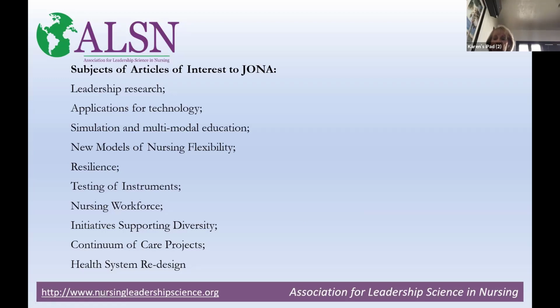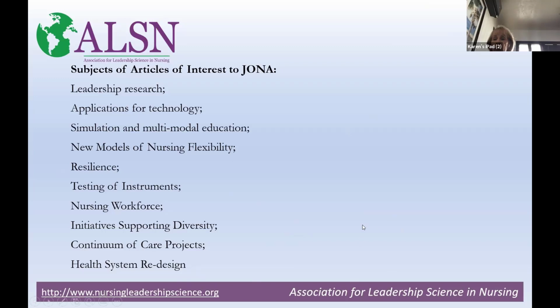Nursing workforce is going to be a challenge in the next few years. I was reading something this morning that talked about the growth projected until 2029, and nursing is going to be the fastest growth for job opportunities among any occupation. Initiatives supporting diversity. We all want to be more reflective of our populations. And I think anything that we can do to help be more diverse in the workforce and in leadership are going to be topics of interest.